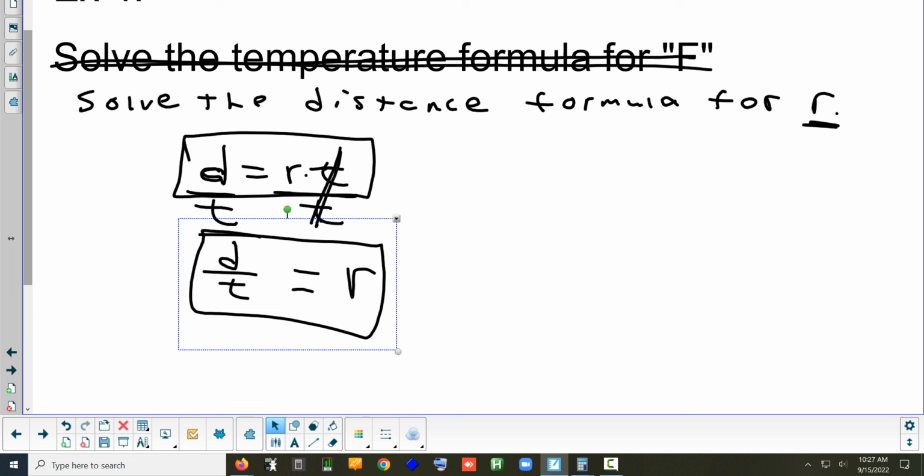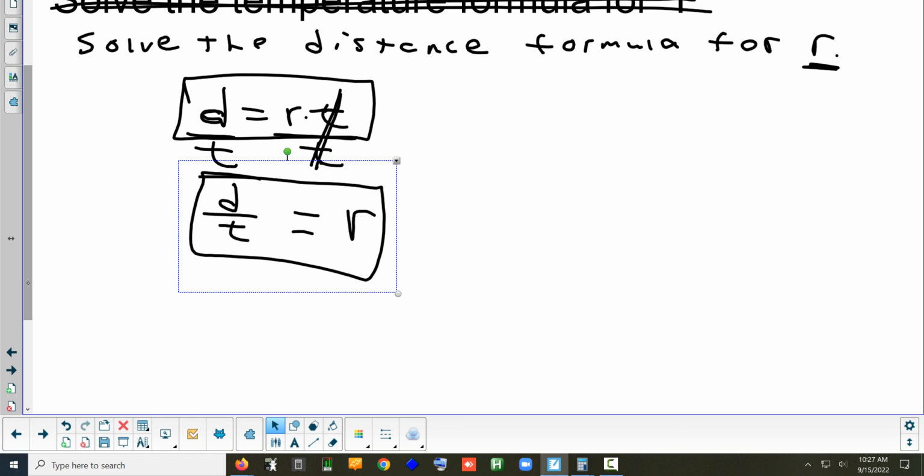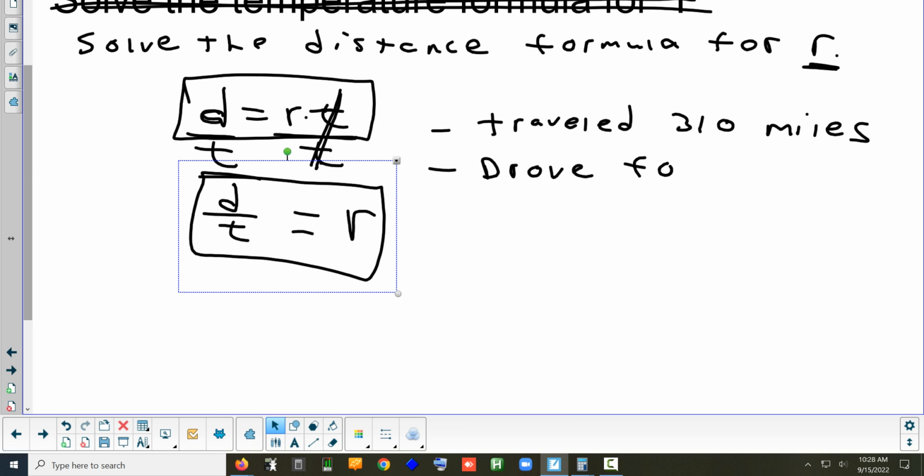Now, do you guys have a spot on yours where it says you traveled 310 miles? Yeah. Okay, so let's do that part. So we traveled 310 miles. And what else does it say? You drove for 4.5 hours. Drove for 4.5 hours. And the question they want to know is, how fast?